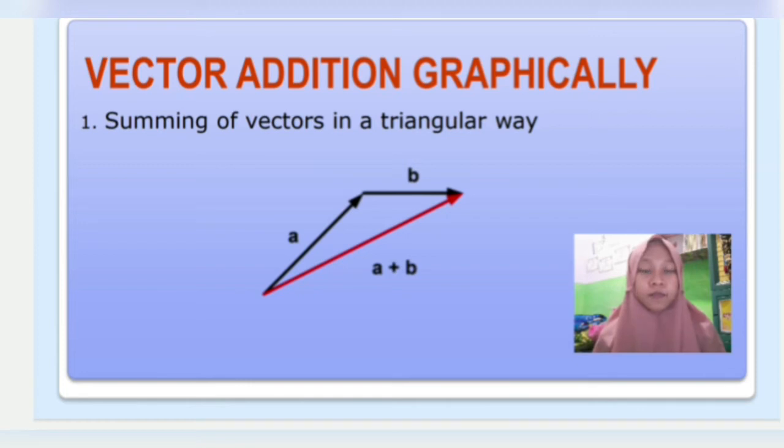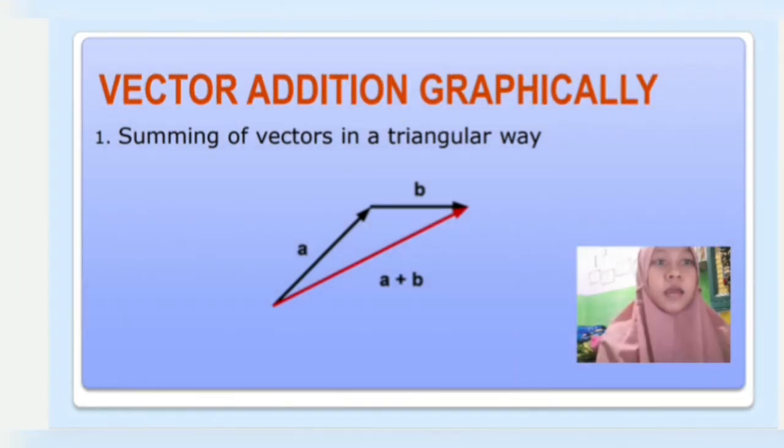Next, vector addition graphically. The first, summing vectors in a triangular way. As in the picture on the screen, this is how to describe the addition of two vectors, where the base point of one vector is moved to the end of the other vector, and then a straight line is drawn from the base to the end of the vector to form a triangle shape.